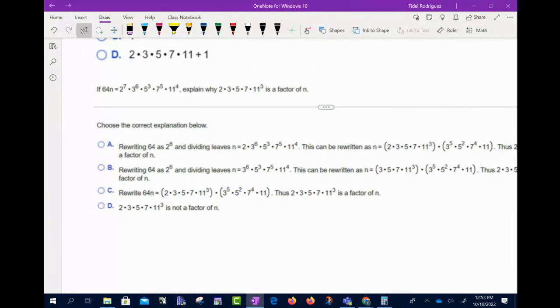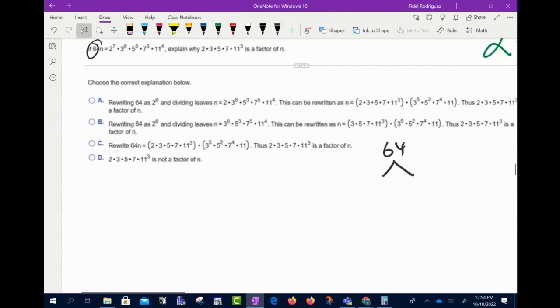So next part here, guys, says if 64n equals 2 to the 7th times 3 to the 6th times 5 to the 3rd times 7 to the 5th times 11 to the 4th, it says explain why 2 times 3 times 5 times 7 times 11 to the 3rd is a factor of n. Okay, so first thing I'm going to do, I want to look at my number 64. Anybody know any two numbers that multiply to 64?